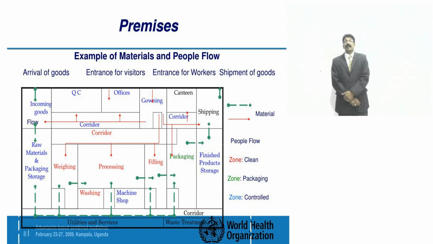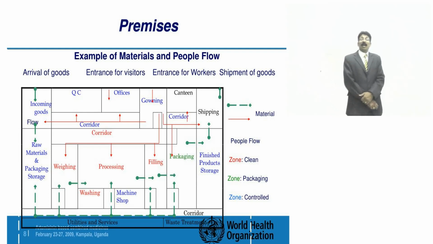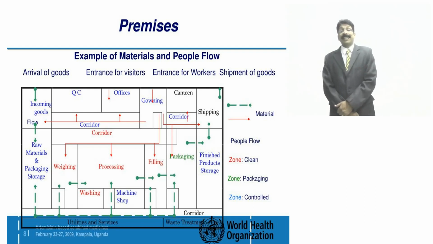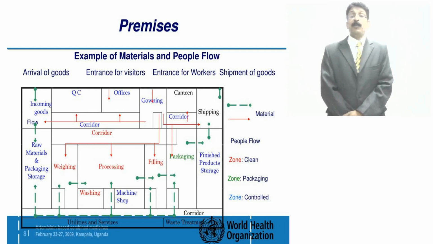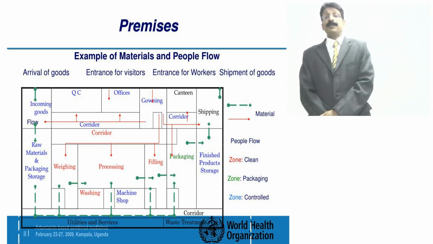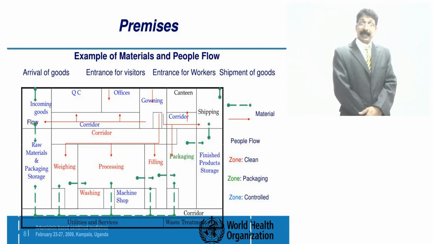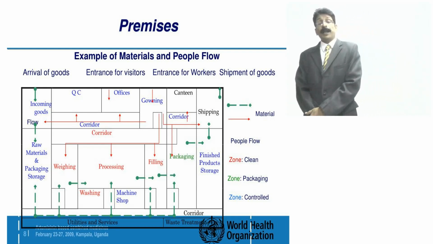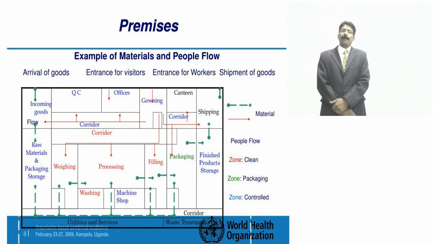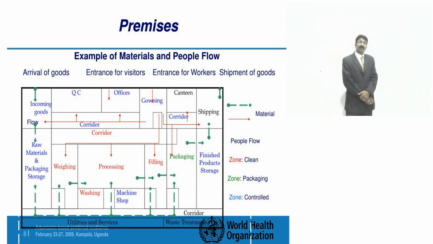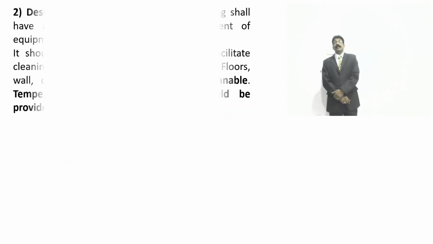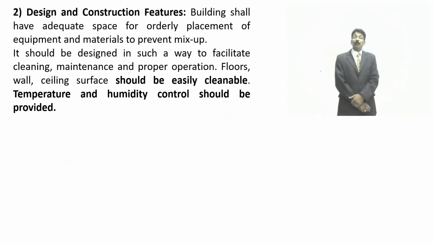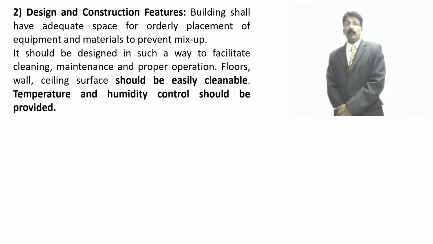You can see the zones with green is the packing area, zones with blue is the control area, and zones with red is the flow or clean area. So like that we can prepare. This is the WHO channel which they have given, this type of premises, an example of building premises. And number 2, in that same building we have to think about the design and construction features also.